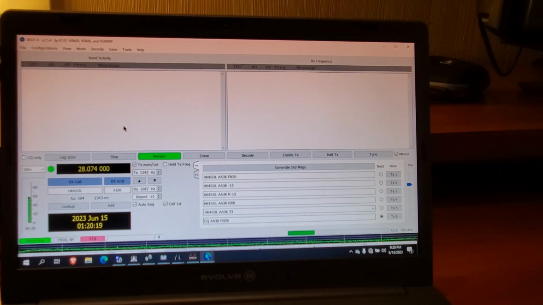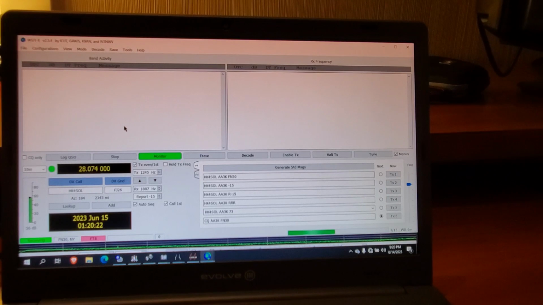Okay, we're going to be starting on 10 meters here. This is being filmed at 9:20 p.m. Eastern Daylight Time. So 10 meters is probably going to be dead no matter what I do. One cycle is completed. No stations heard. Cycles completed, again, no stations heard. And 3 cycles completed, no stations heard.